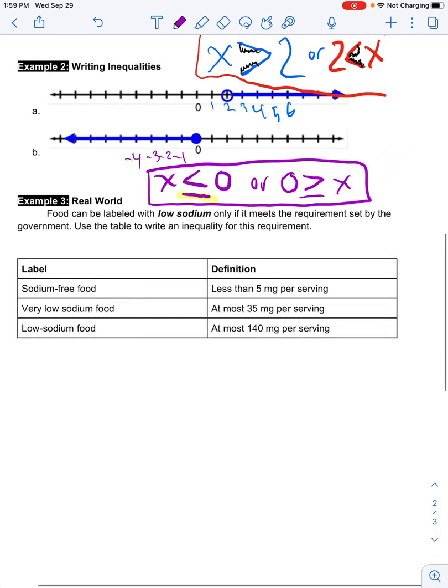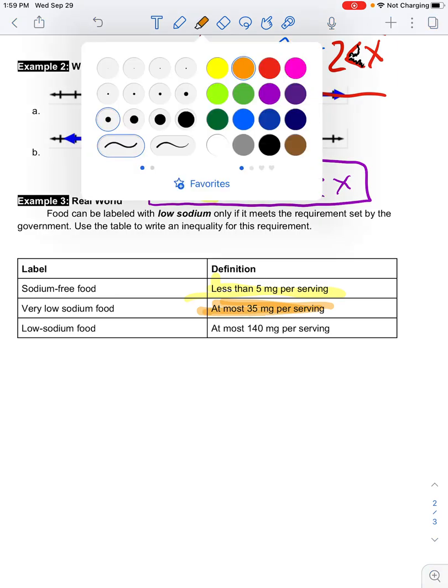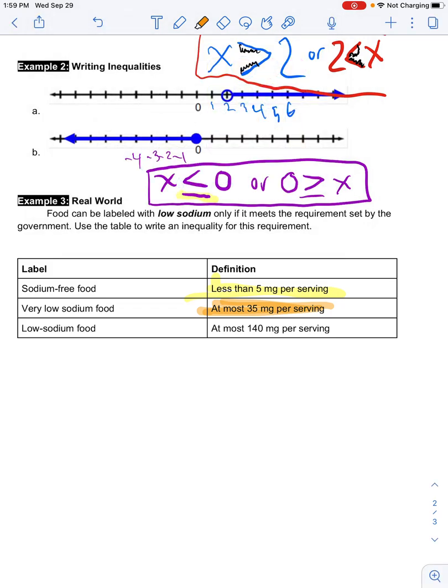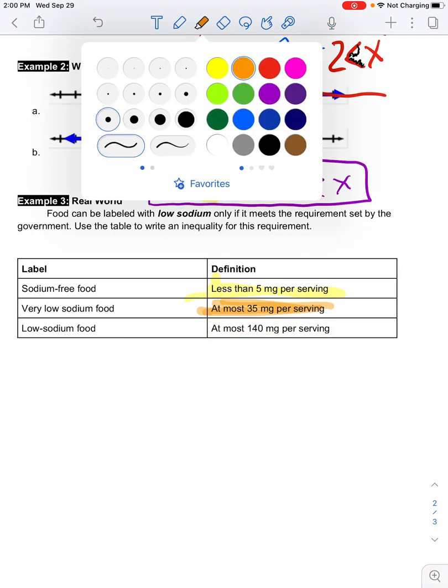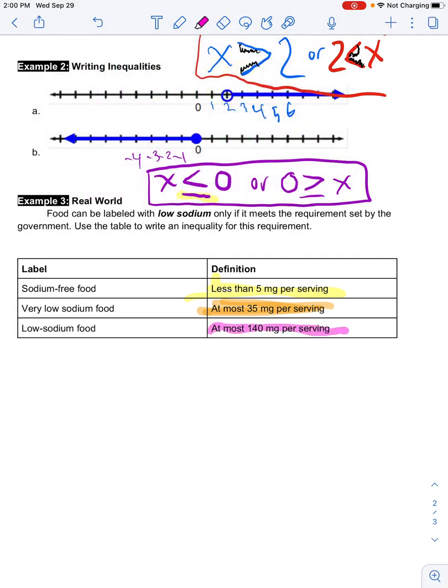So let's look at a real world problem here. Food can be labeled with low sodium only if it meets the requirements set by the government. Use the table to write an inequality for this requirement. So it is sodium free if it's less than 5 milligrams. It is very low sodium if at most it's got 35 milligrams, and it is low sodium if at most it has 140. So let's start writing these.